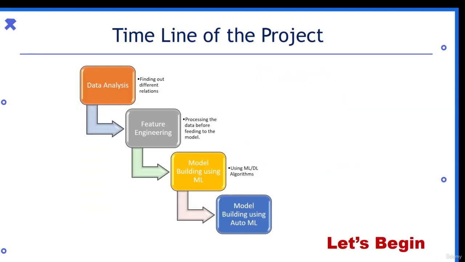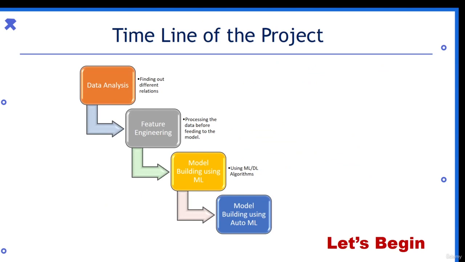Now, this will be the timeline of our project. First, we'll do some data analysis practices. We'll find out what are the different relations and which factors are related to a churn or not. Then we'll do some feature engineering in which we'll pre-process the data, we'll build new features according to our need, and we'll see how they are correlated and many more.